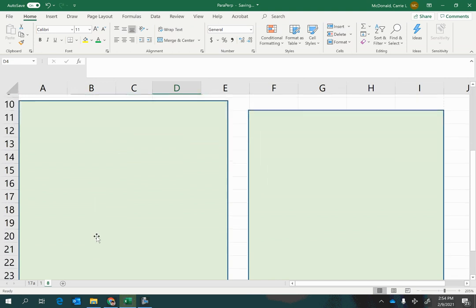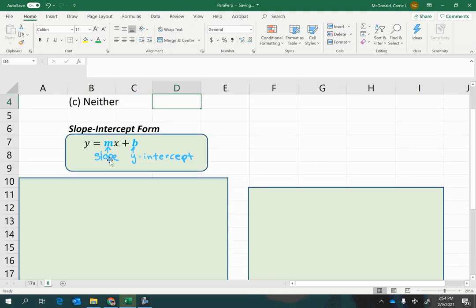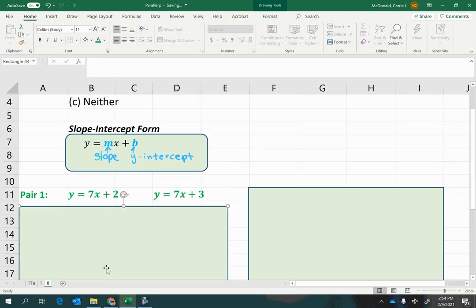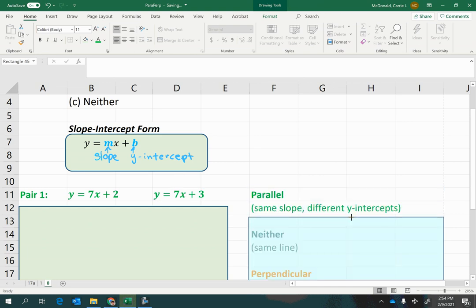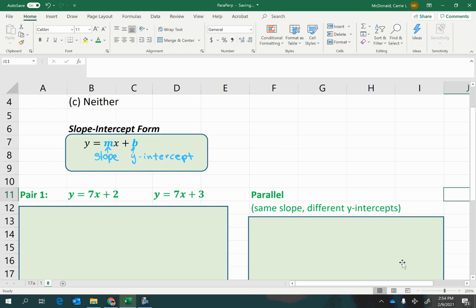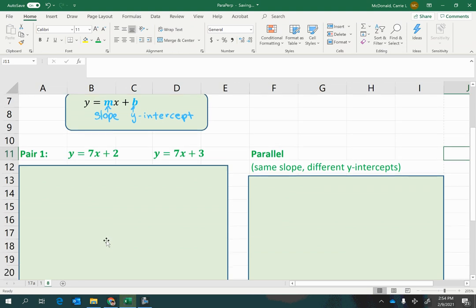All right. So first thing is putting your equations into slope-intercept form if you don't already have that. And here's the first example. We have the pair y = 7x + 2 and y = 7x + 3. Well, these two have the same slope of 7. And we notice that the y-intercepts are different here. So this would be a set of parallel lines because they have the same slope and different y-intercepts.